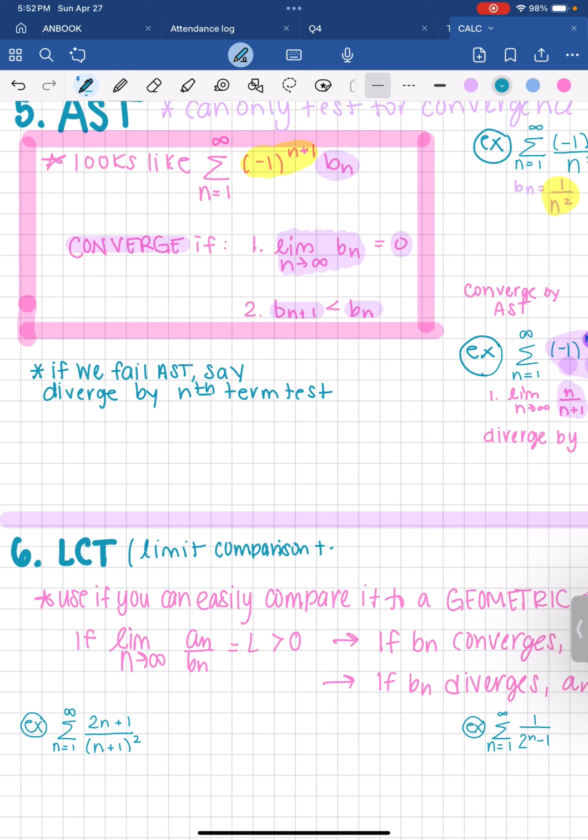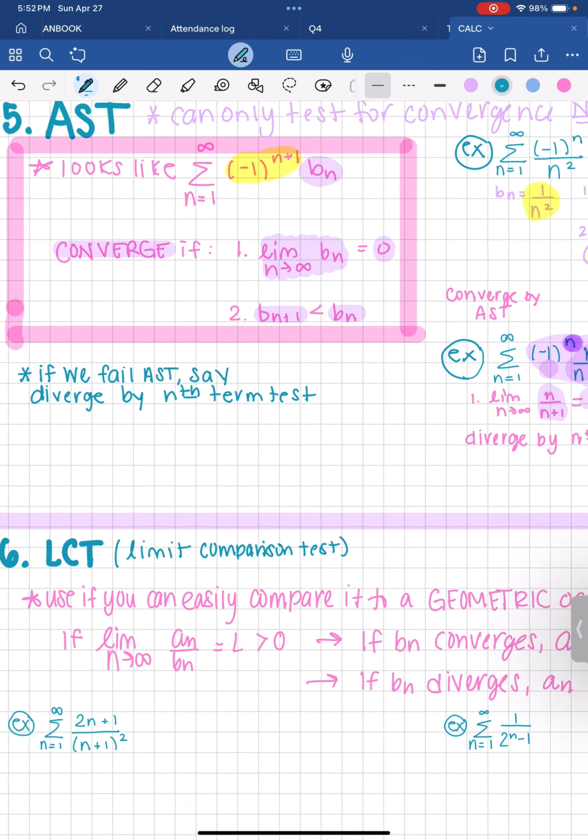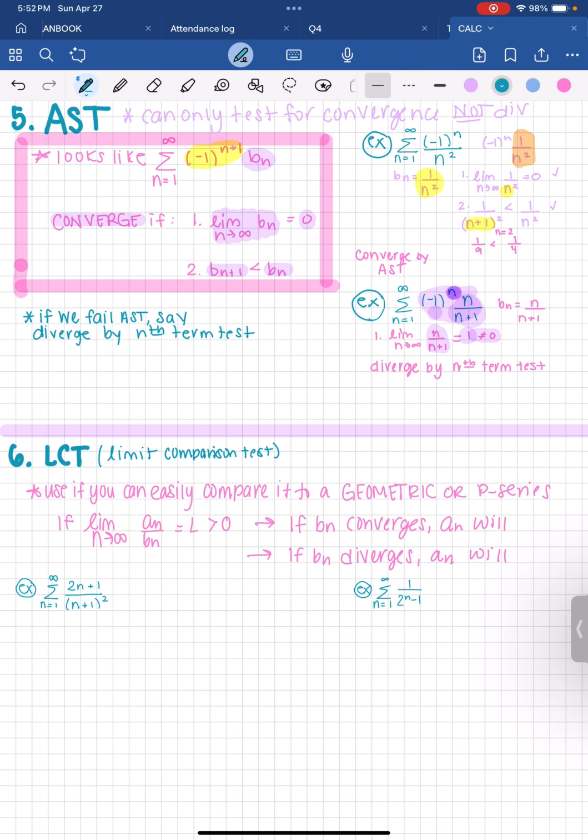I don't know, I like the limit comparison test. You can use the direct comparison test as well, but I teach it with the limit comparison test. So you can easily use this. You can use it if you can easily compare the series to a geometric series or a P series. So you're going to see what I mean.